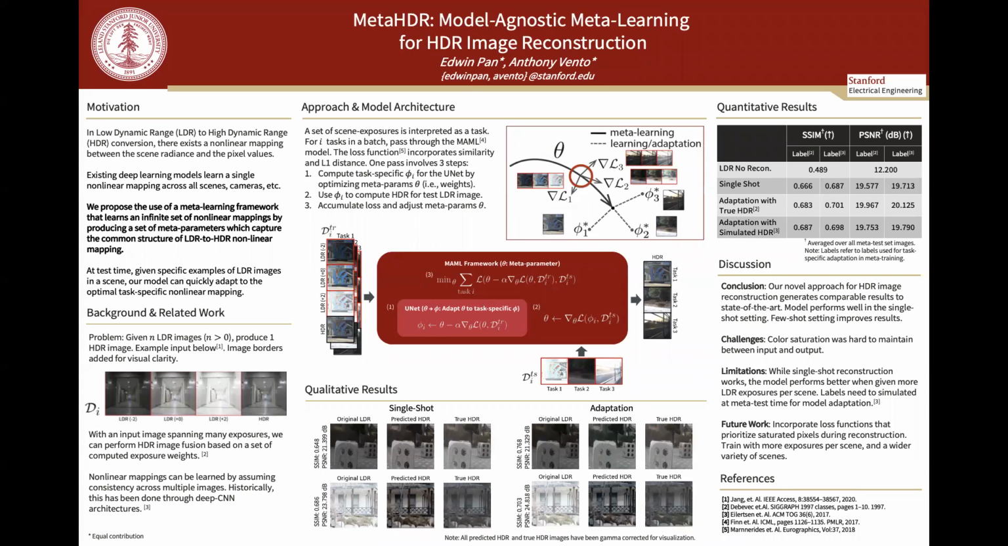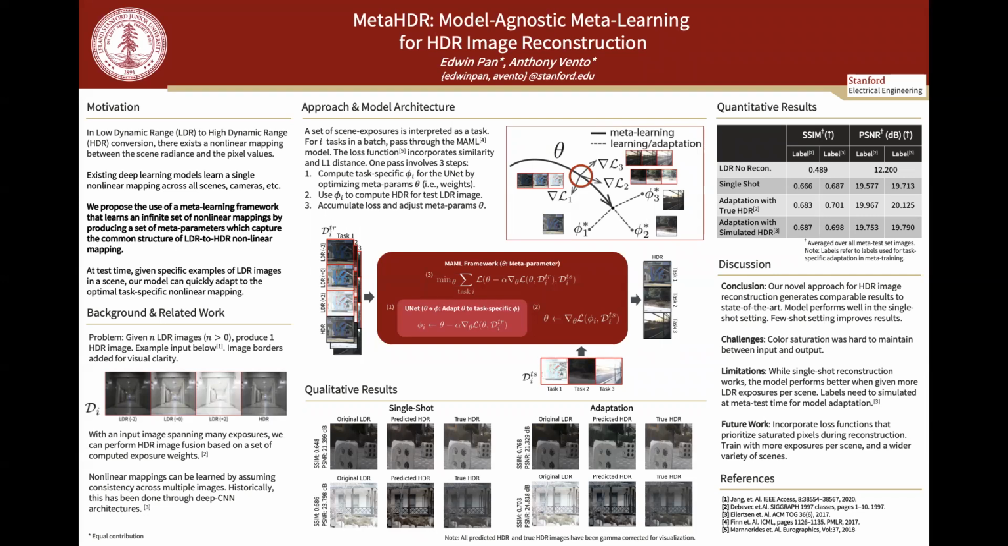As we know, there exists a nonlinear mapping between scene radiance and pixel values that is dependent on scene, camera, processing, etc. While existing deep learning models learn a single nonlinear mapping across all scenes in a dataset, we propose a meta-learning framework that can adapt to any nonlinear mapping by producing a set of meta-parameters which capture the common structure between LDR to HDR conversion tasks.